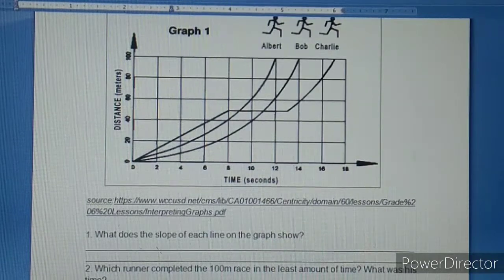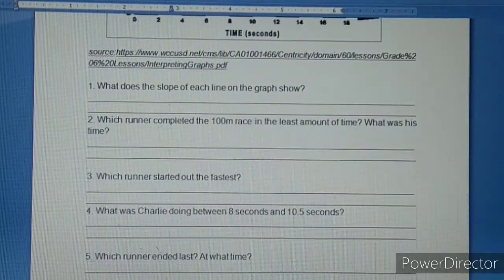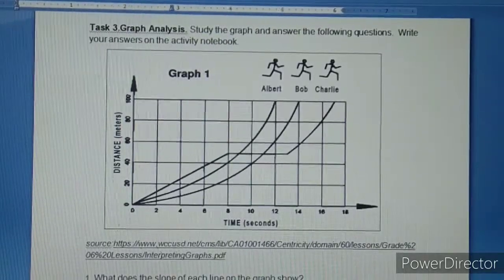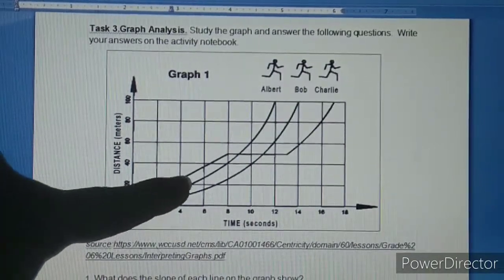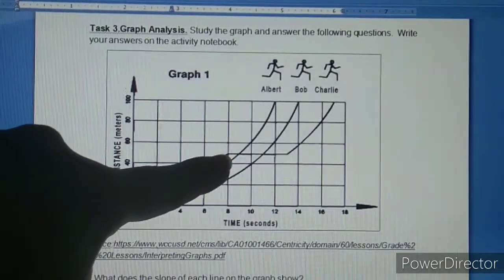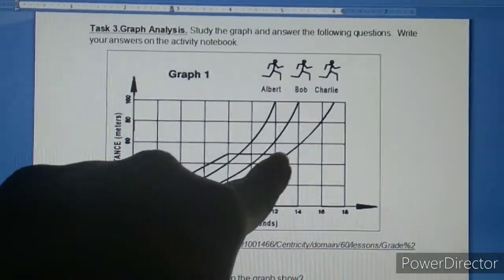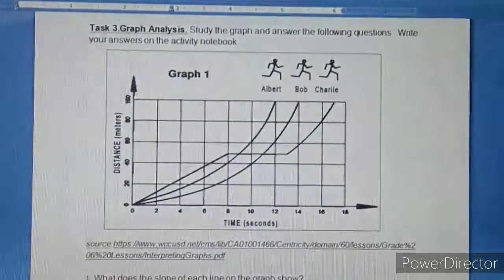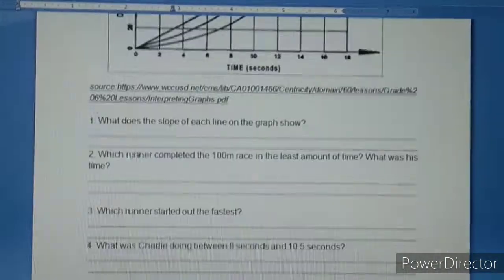Now, let's continue. Number 3. Which runner started out the fastest? We have there the upper line, of course. So the runner who started the fastest is Charlie. That's the correct answer for number 3.